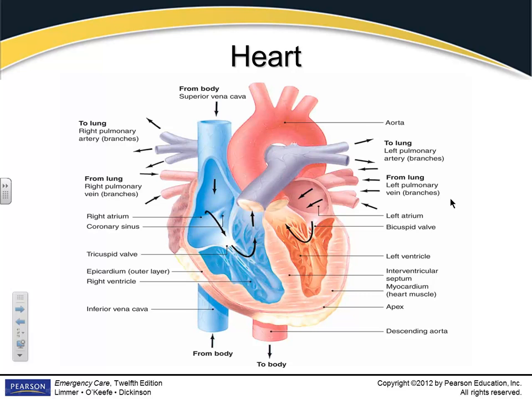Superior is going to be the top, inferior is going to be the bottom. So the superior vena cava is going to bring blood from this part. It's going to drain the head, the neck, and the top part of the shoulders. Those are going to be drained by the superior vena cava. The inferior vena cava is going to drain everywhere else. This is going to be the venous system that's returning blood flow from the body back to the heart.